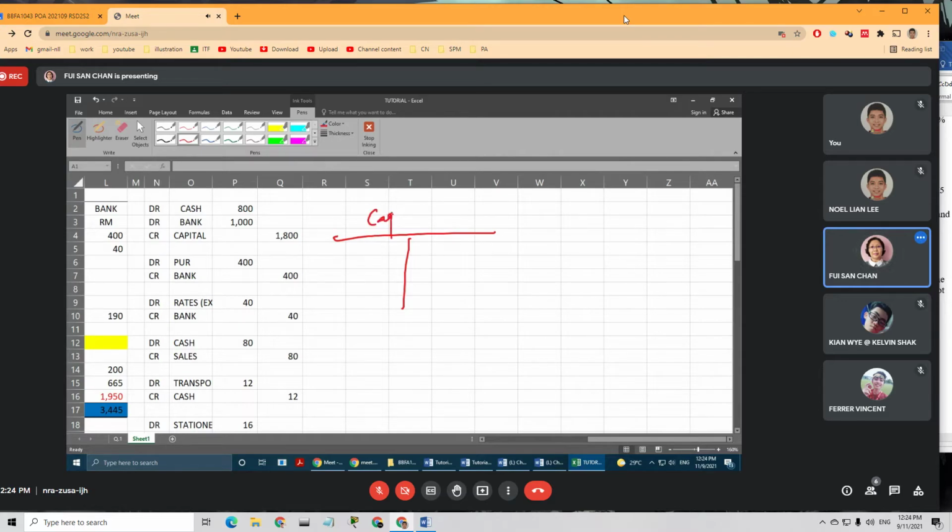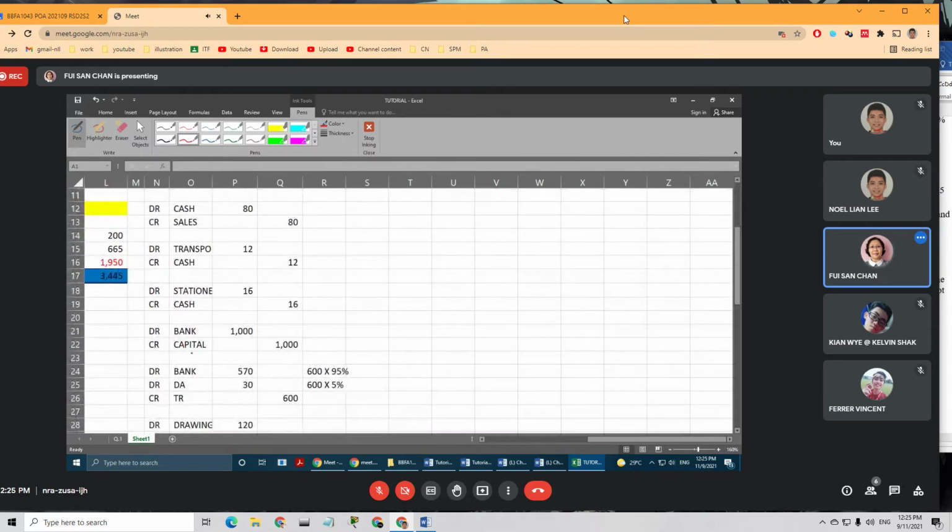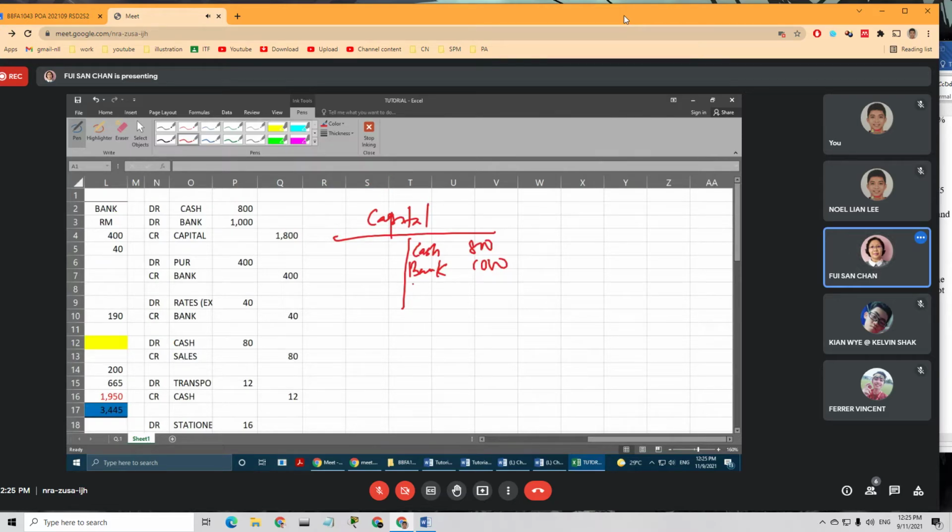Now capital. I show you capital. So you see capital here, you put credit, right? 1,800. Then this 1,800, you have cash and bank. So you put cash 800, bank 1,000. Correct. Now remember, we have another capital, right? Another additional capital just now. This one is also by bank, right? So you put this bank.